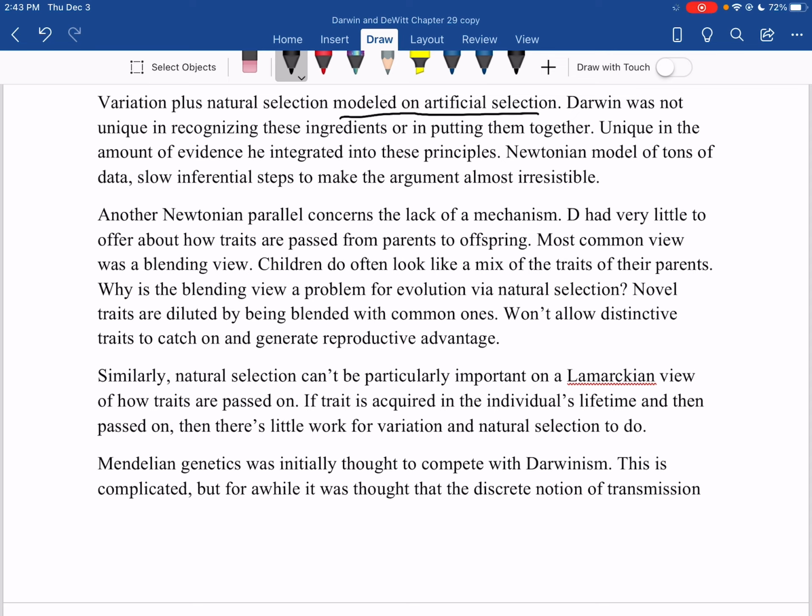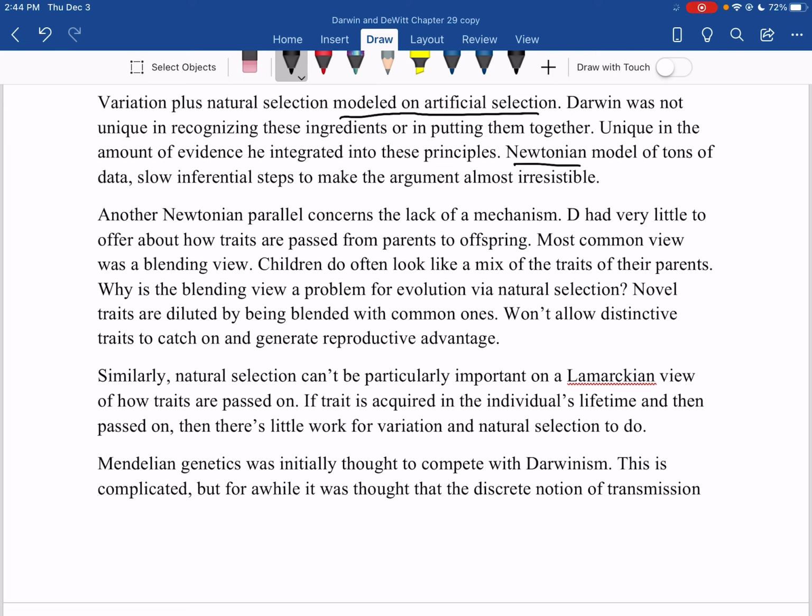Arguably, the two greatest works in the history of science, Newton's Principia and Darwin's Origin of Species, use the same literary style, the same presentation of technique. Tons of data, very slow inferential steps. If you want to start a gigantic revolution, as both Newton and Darwin effectively did, you do so very calmly, very slowly, and with just an abundance of evidence.